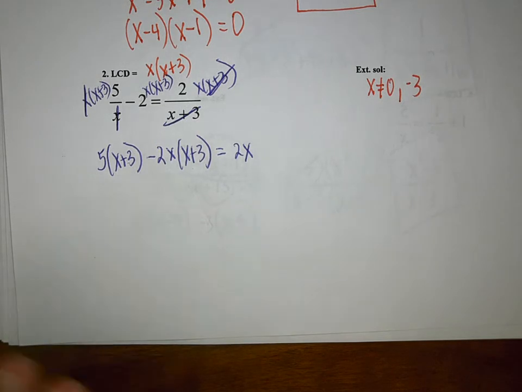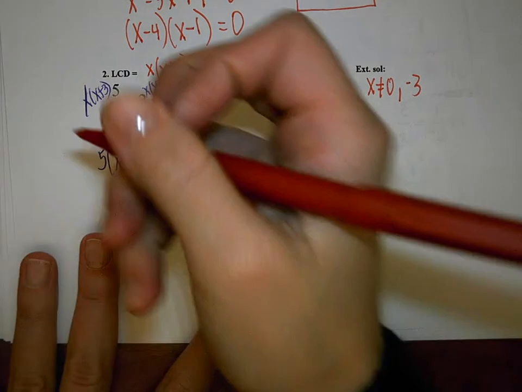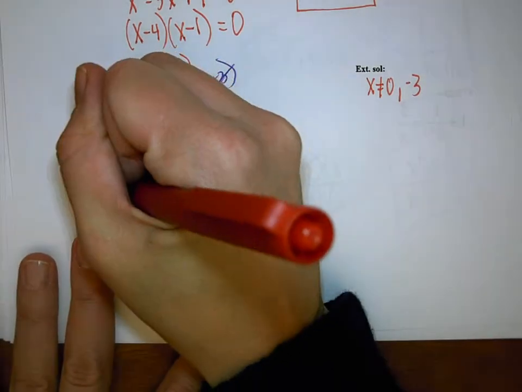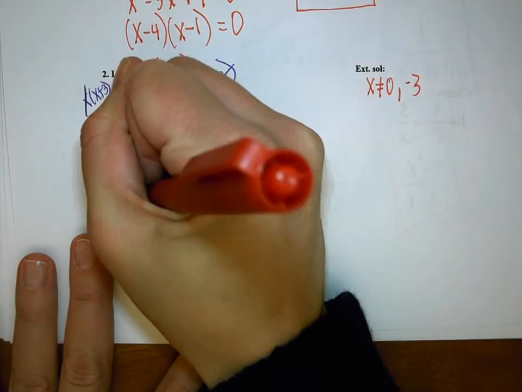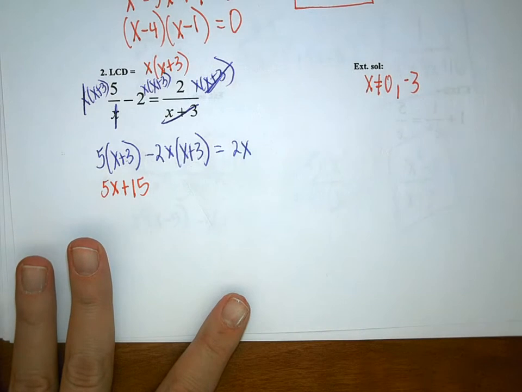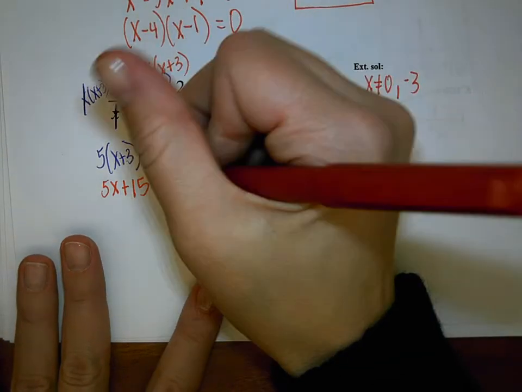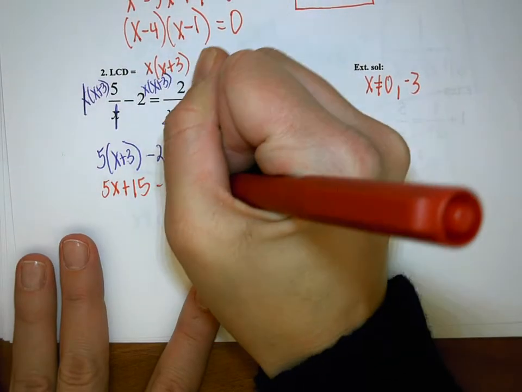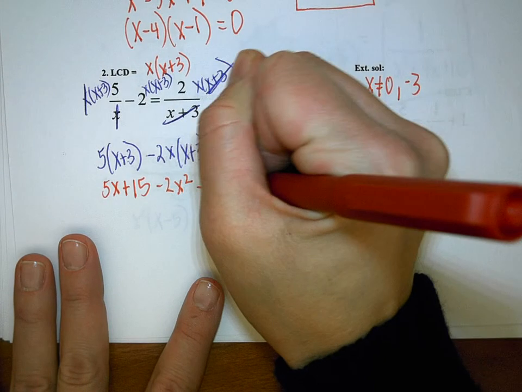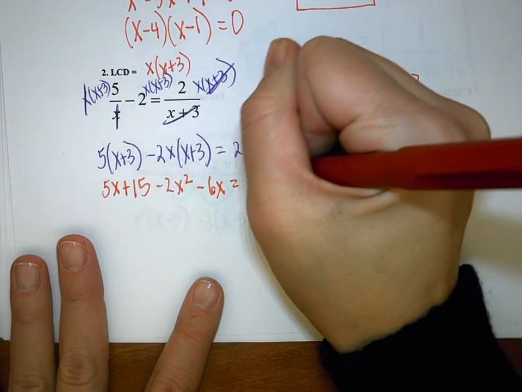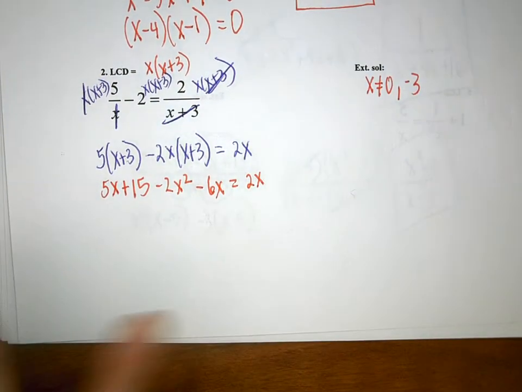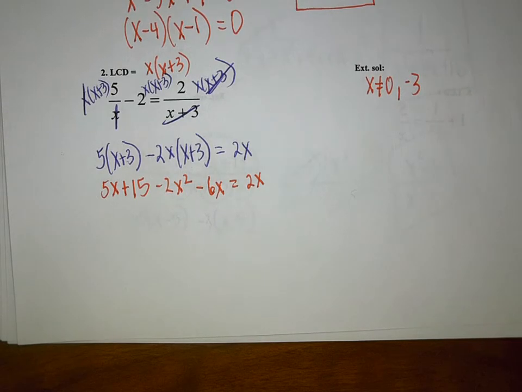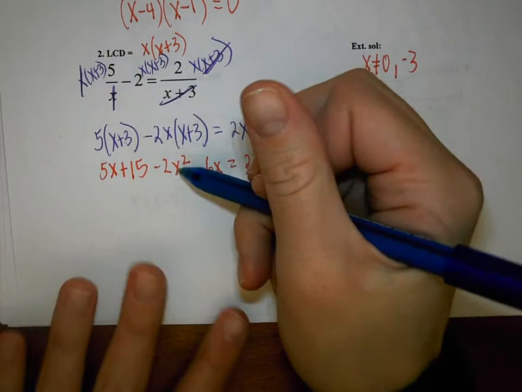Okay, so we're going to distribute the 5. We get 5x plus 15, and we distribute the negative 2x, and I get negative 2x squared, and negative 6x equals 2x. Next, what would you do? Good. So if I combine like terms, I'm going to write it in descending order.